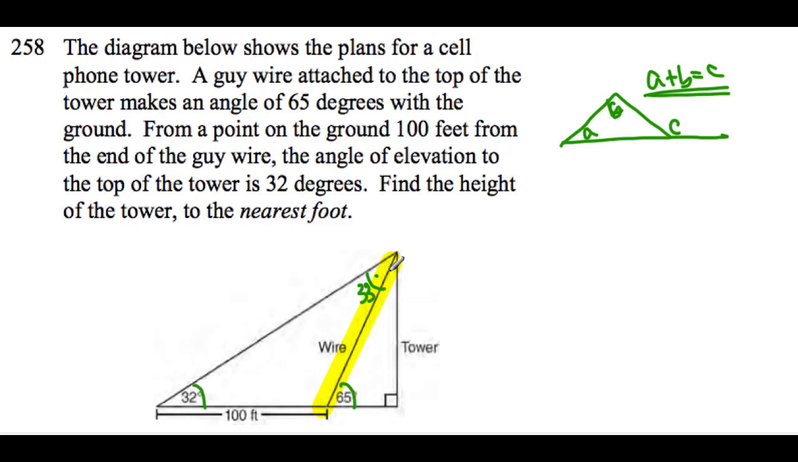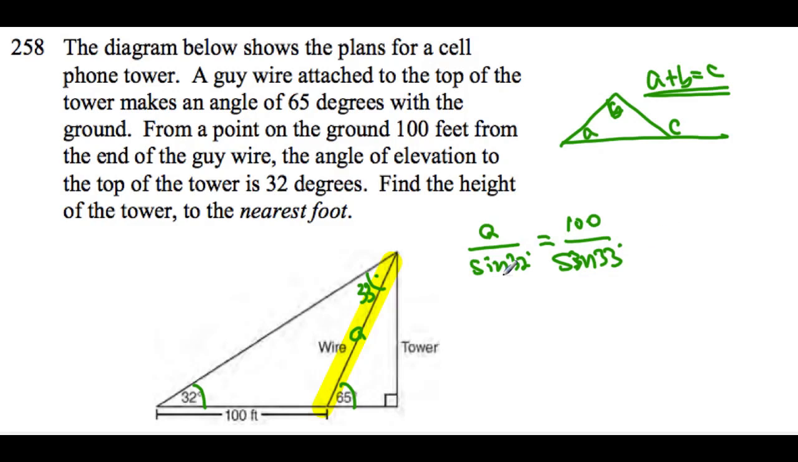And that angle becomes 33 degrees. Now, since that's the common side, this is the side that we need to figure out, so I'm going to call that A. Then by the law of sines, we get A over sine of 32 degrees, which is equal to 100 over sine of 33.